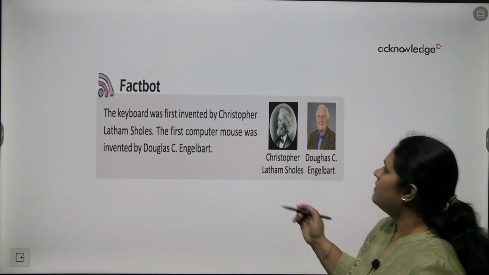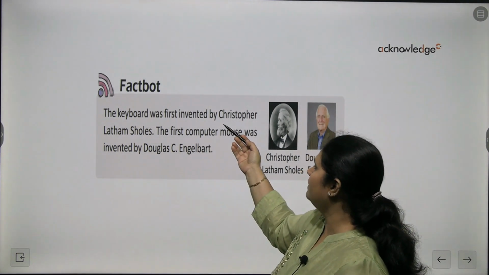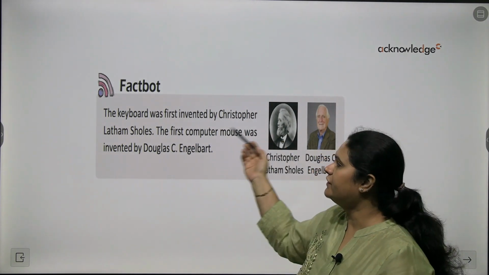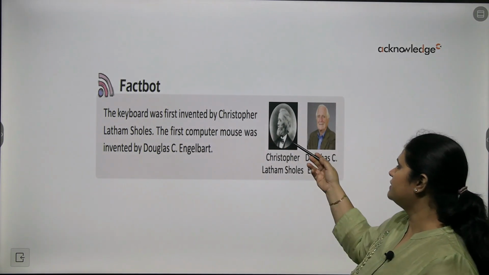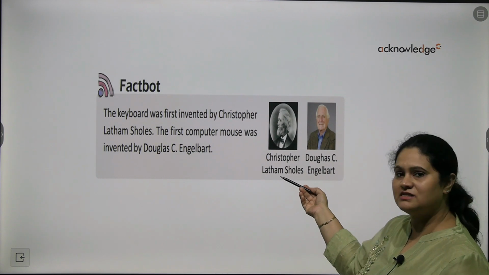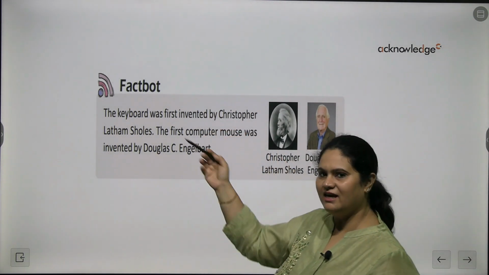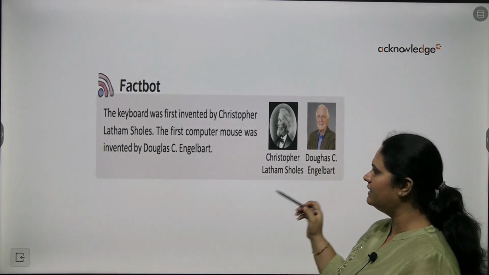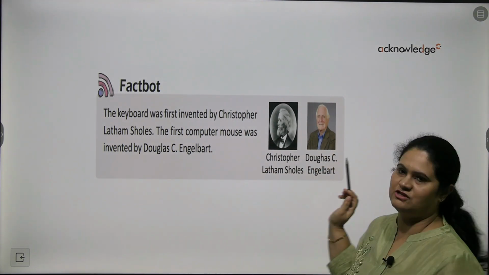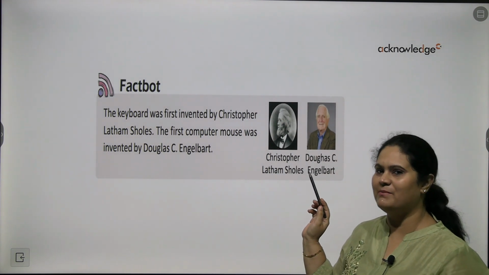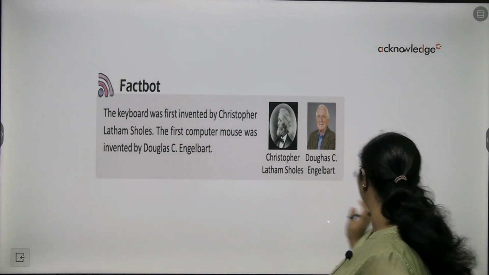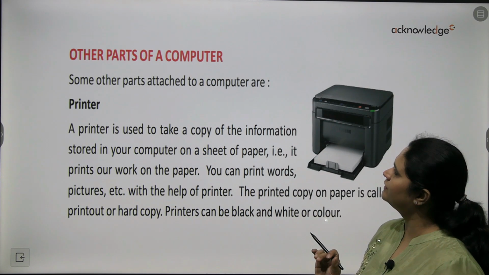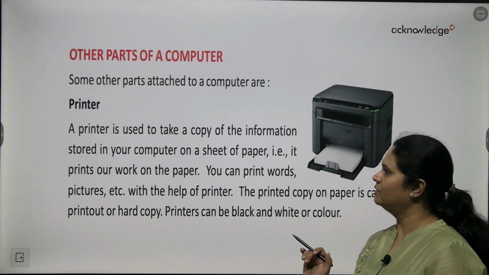It says the keyboard was first invented by Christopher Latham Scholes. Christopher Latham Scholes was the first person who invented the keyboard, right? And the first computer mouse was invented by W.C. Engelbart, right? You will remember this, right? Very good. Let's move on to the other parts of the computer.